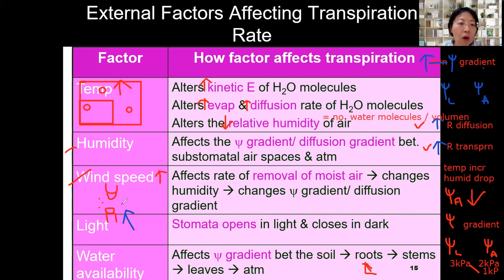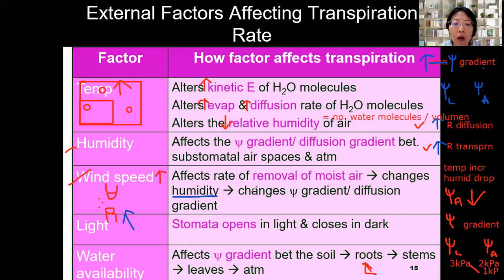So the wind blows, it removes the moist air, it blows away the water vapor from here, and it is replaced by dry air. So what happened to my humidity here? When the wind blows, what happened to the humidity of the atmospheric air immediately outside the stoma? It will decrease. Humidity will drop, isn't it? Very good. Humidity will drop.